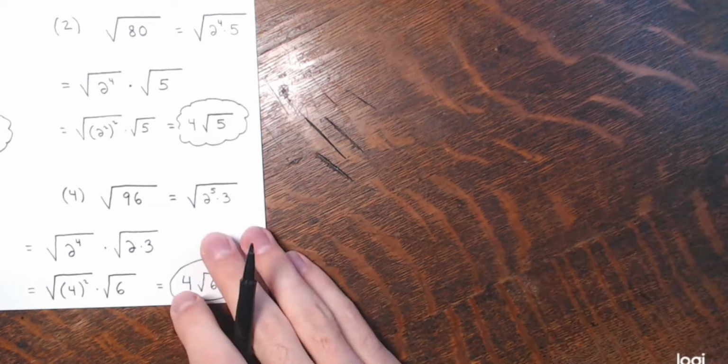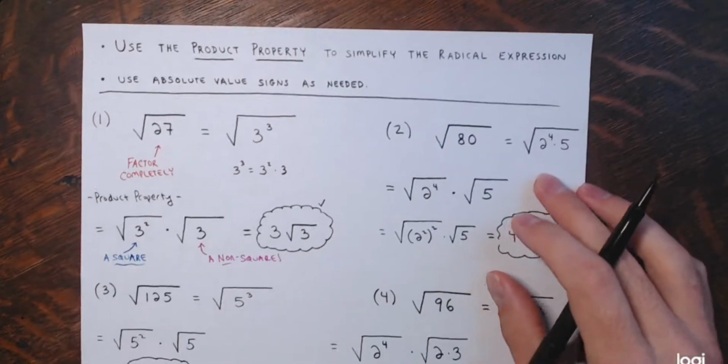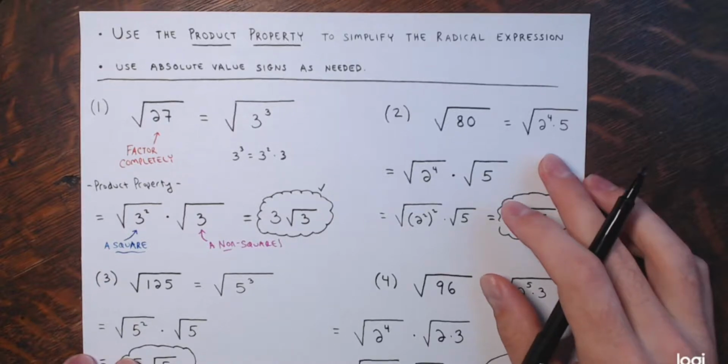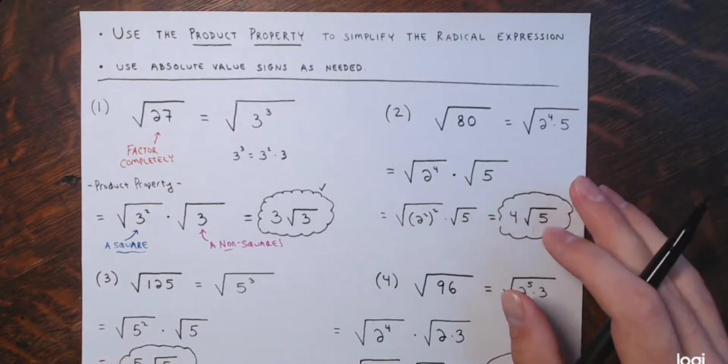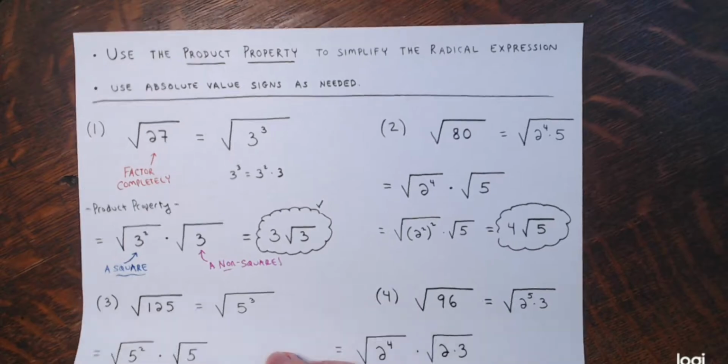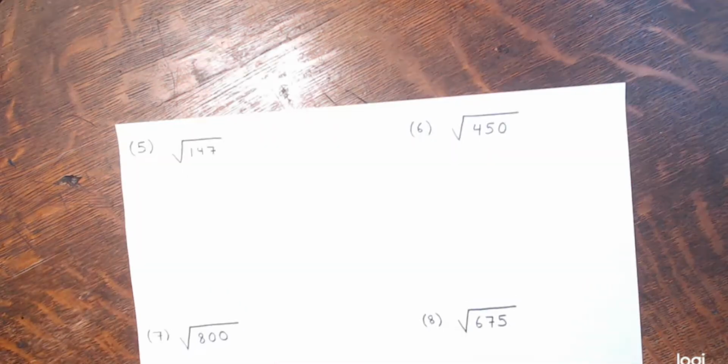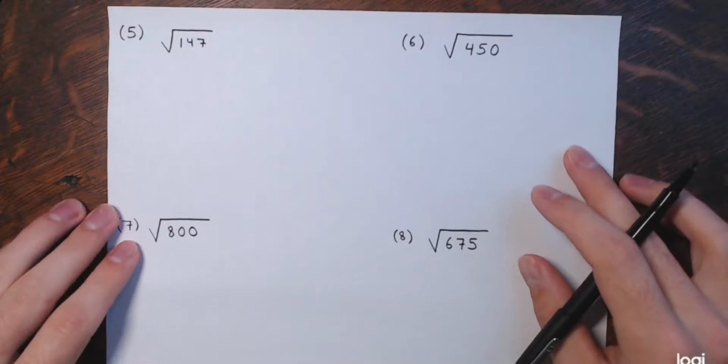Alright, so I'm going to stop doing the calculator check for the next few examples, because these are all square roots. I'll come back to the calculator check when we get to some cube roots or fourth roots, some other roots. Alright, so some more examples.